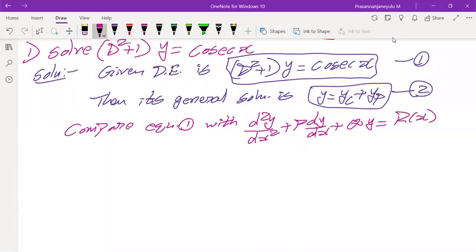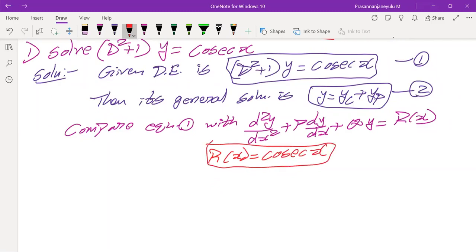With this, what can we conclude? r of x equals cosecant x. I am writing this only for the purpose of the first problem. But from the next problem onwards, I'll simply take r of x equals the right hand side part of equation number 1, which is our q of x in earlier cases. Now here we need to find the complementary solution. Finding yc.